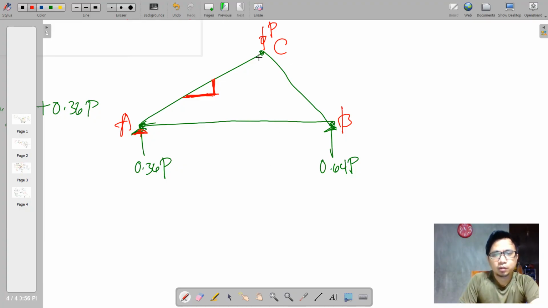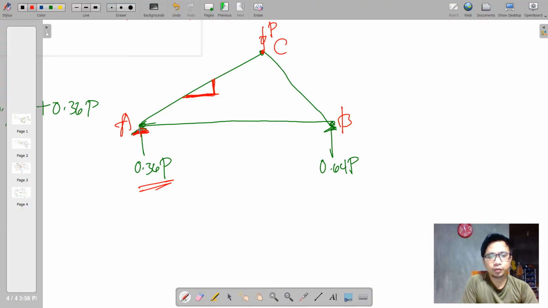If we choose C here, we can get nothing but a bunch of unknowns. But on A, we are having a reaction of 0.36 of P, which could be the basis of the diagonal force AC. Same true with BC. So in short, we can choose either AC or BC for our convenience. So this time I am going to start with joint A.